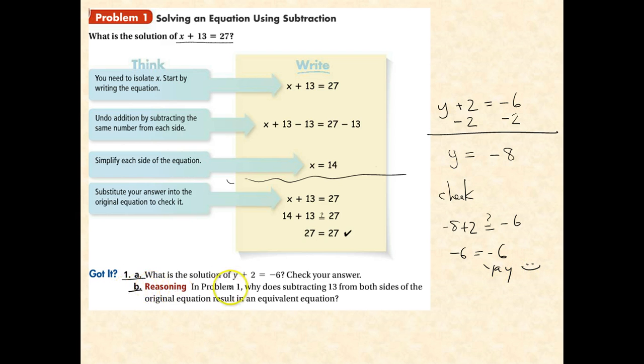Alright, B. In problem 1, why does subtracting 13 from both sides of the original equation result in an equivalent equation? Well, the answer is because of the subtraction property of equality. It says you can subtract the same number from both sides of an equation and get an equivalent equation.